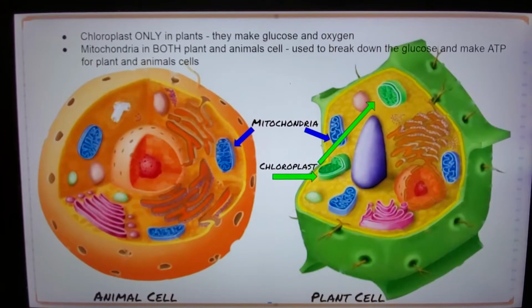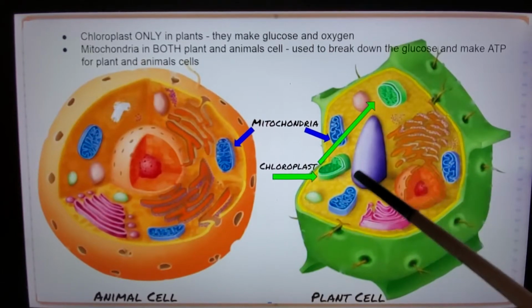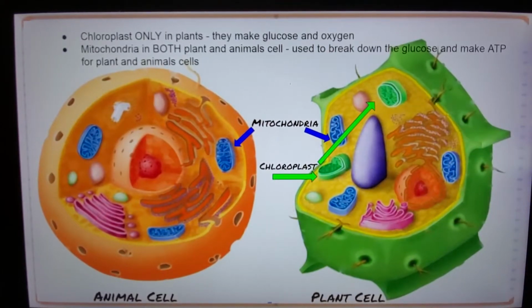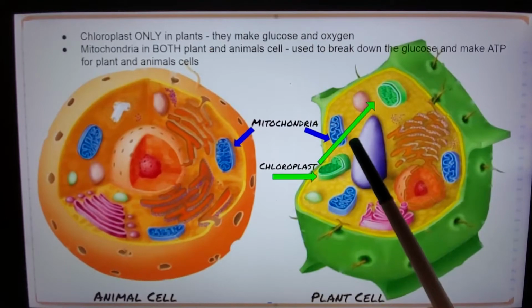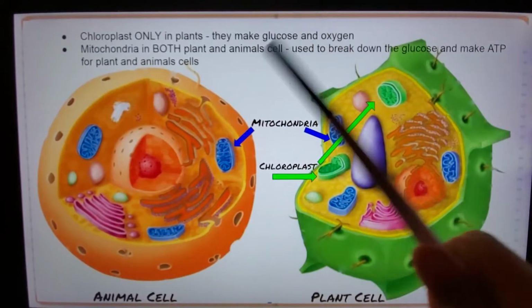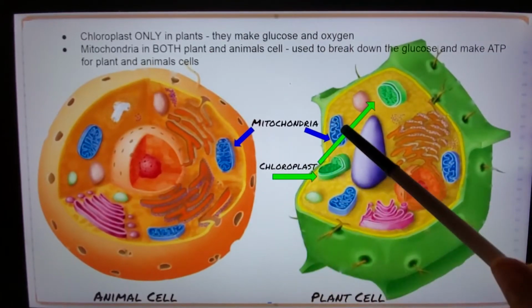And yesterday I reminded you about the comparison between plant and animal cells. I reminded you that chloroplasts are found only in plant cells because that is where the production of glucose happens. So only plants make glucose. They're the only ones that have the chloroplasts. But both plant and animal cells break down the glucose for energy, so they both have this organelle called mitochondria.